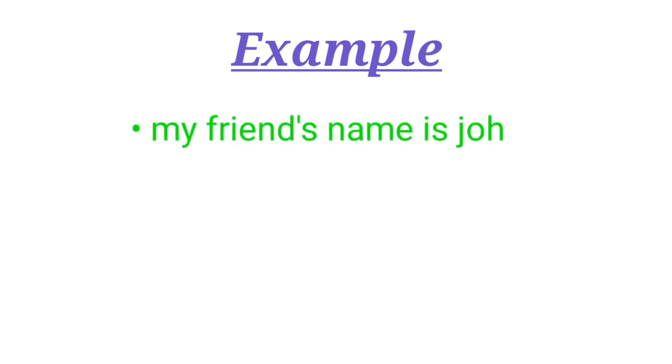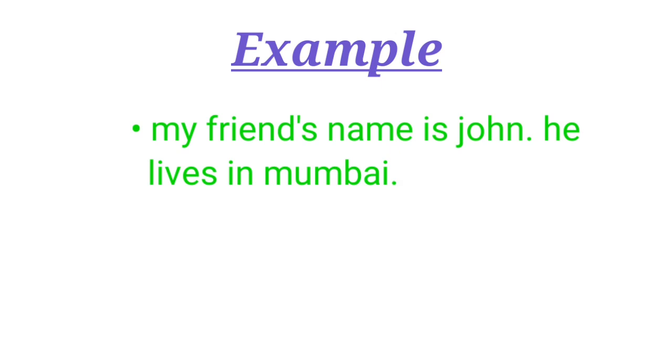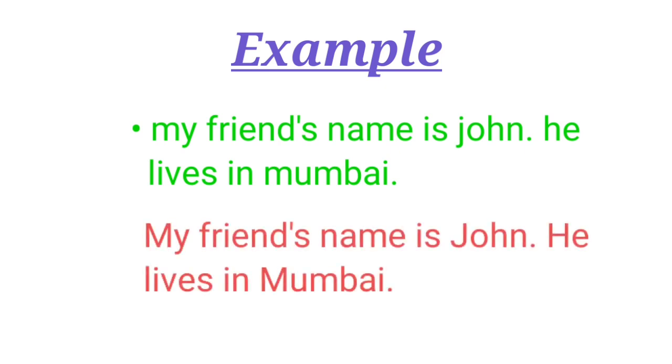Now see this example. My friend's name is John. He lives in Mumbai. Let's try to correct this sentence by putting capital letters wherever it's necessary. The starting letter M should be written in capital letter. John, J should be written in capital letter because it's a name of a person. After full stop, he, the starting letter H should be written in capital letter. Mumbai, M should be written in capital letter because it's a name of a place.